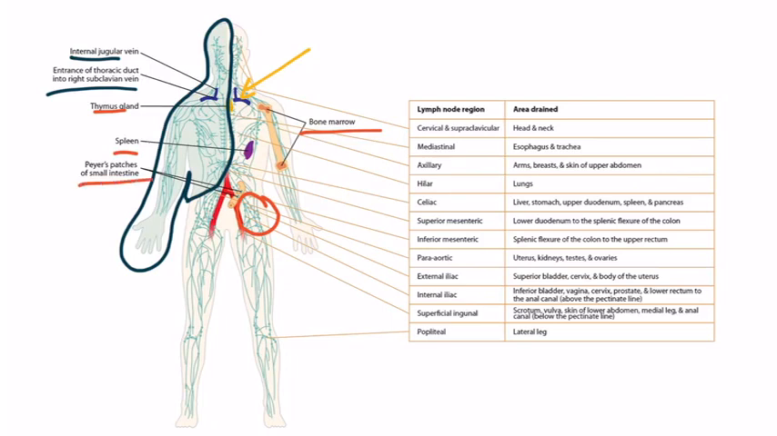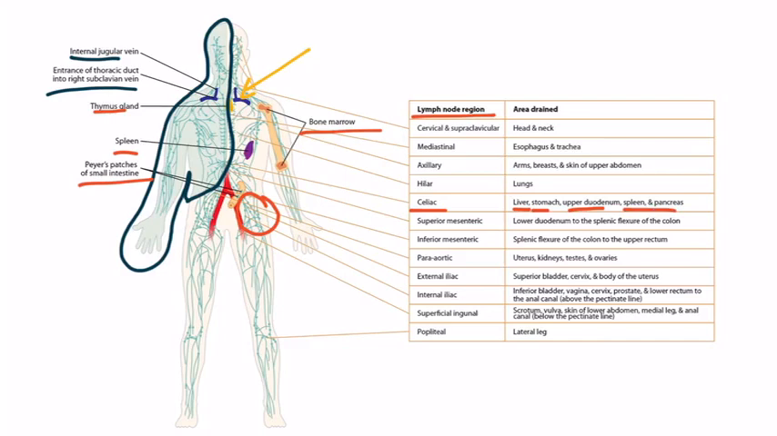Finally, notice that many of the major lymph node regions, along with the area that is drained into these regions, is shown in the table. Most of these should be pretty intuitive if you have learned cardiovascular anatomy. For example, the celiac lymph node region drains the liver, stomach, upper duodenum, spleen, and pancreas, just like the celiac artery supplies these structures with blood.